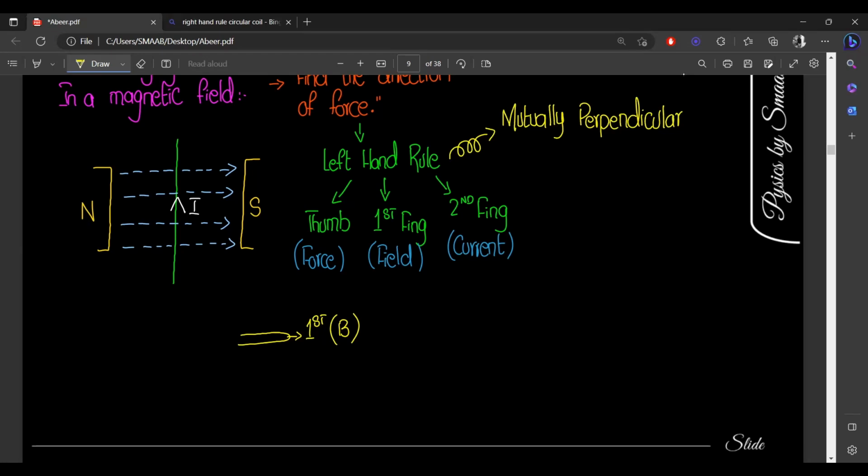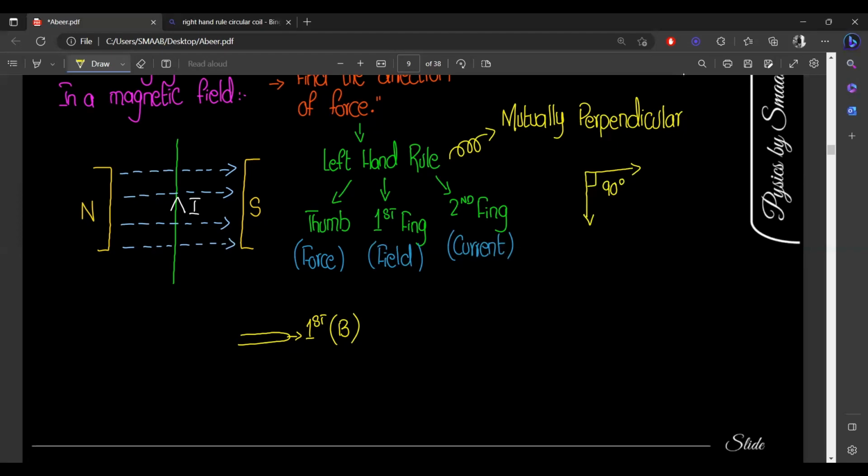Just place, now our two fingers are making an L shape, right? Because both are perpendicular. Let's suppose one is pointing in the downward direction and the second is pointing towards the right hand side. So both fingers are making an L type shape because there is a 90-degree angle difference between them. Now you just need to rotate your hand in the upward direction like this. That second finger will point in the upward direction because current is moving in the upward direction.